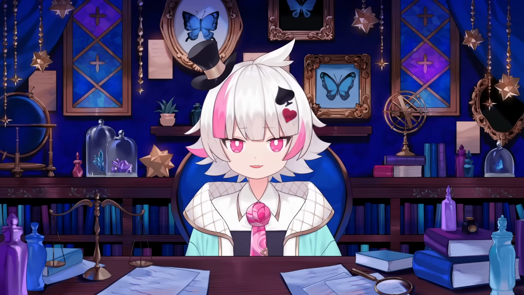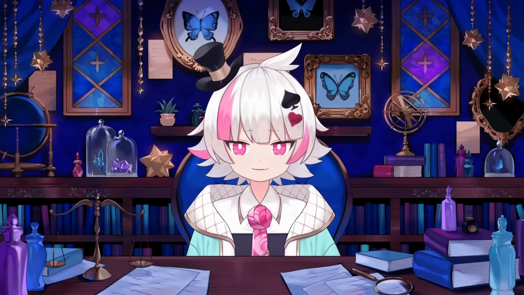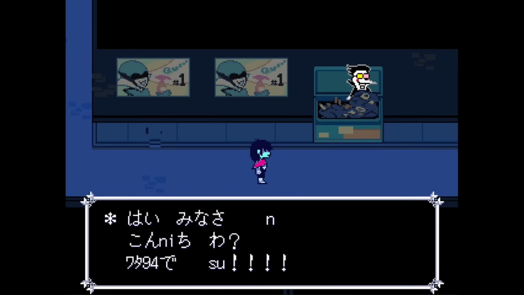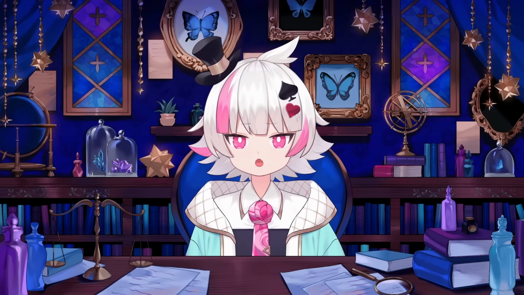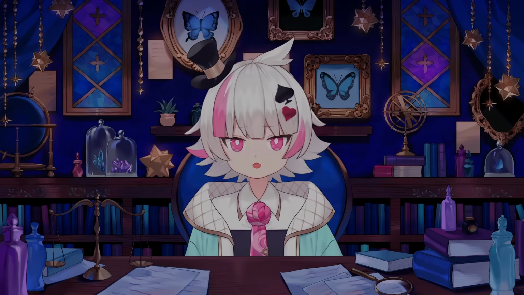I'm going to start out with a controversial statement. Japanese Spamton is better than English Spamton. They not only localized him, they improved upon him and turned the crazy factor up to 11. I mean, just look at this text. It's hard to know where to begin. I suppose I'll start by listing the various properties of his text and going through them one at a time.